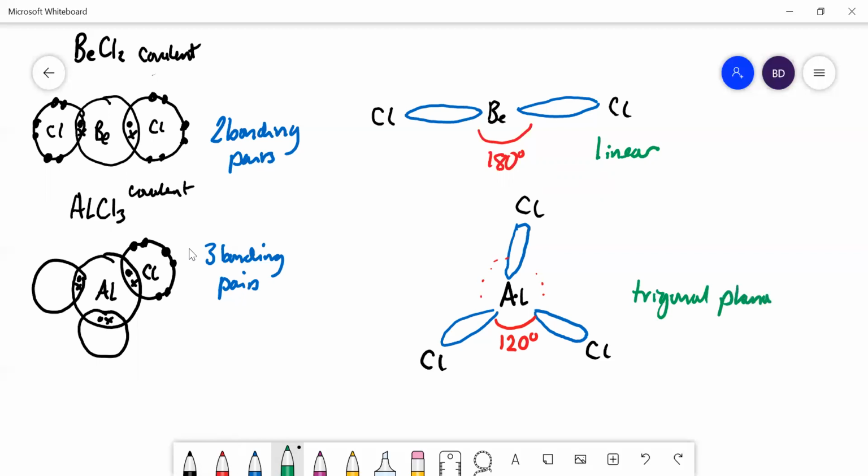And just to point out, a very common mistake people make: they get asked, what is the shape of ammonia? And they don't draw a dot cross diagram. They think, all right, it's 3 bonding pairs, so it's trigonal planar, but it's not, because they've forgotten their nitrogen has got a lone pair. So it's 4 pairs of electrons. So it's going to be, like we said on the previous video, like that. It is not trigonal planar.